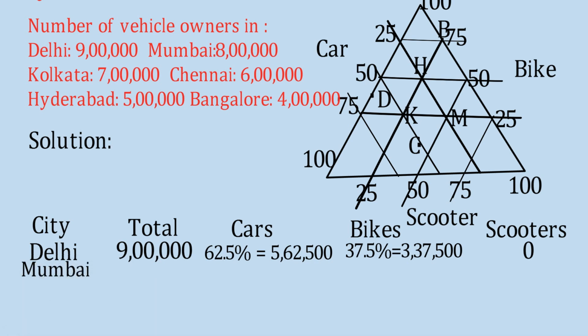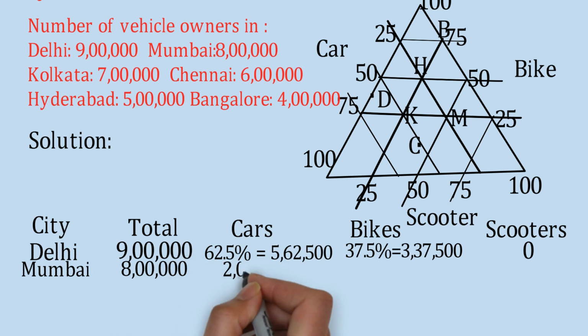Similarly for Mumbai, the total vehicles are 8 lakh. And where does M lie with respect to the upward tilted one? Where does it lie? It lies on 25% for cars. So it is 1/4 of 8 lakh, that is 2 lakh.